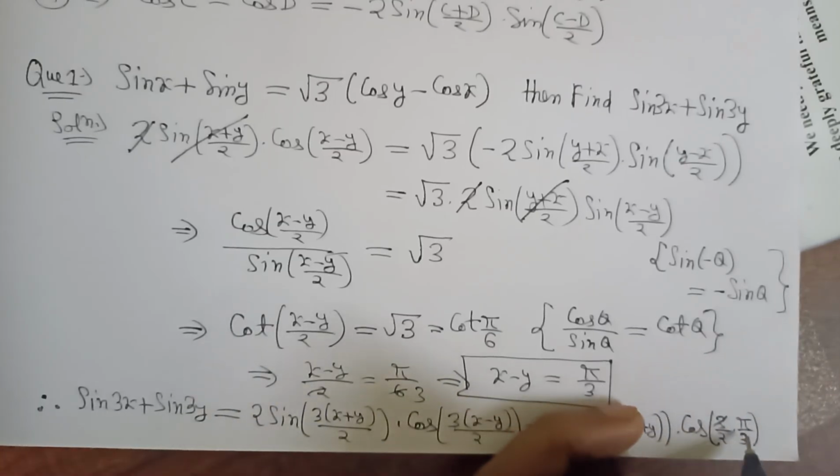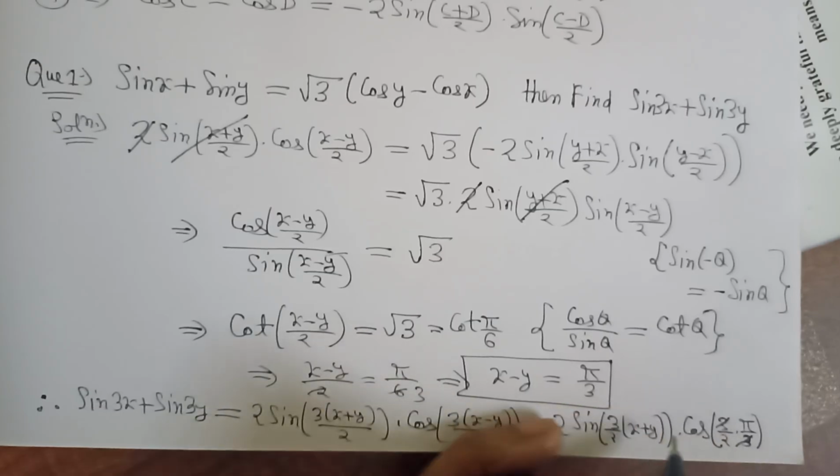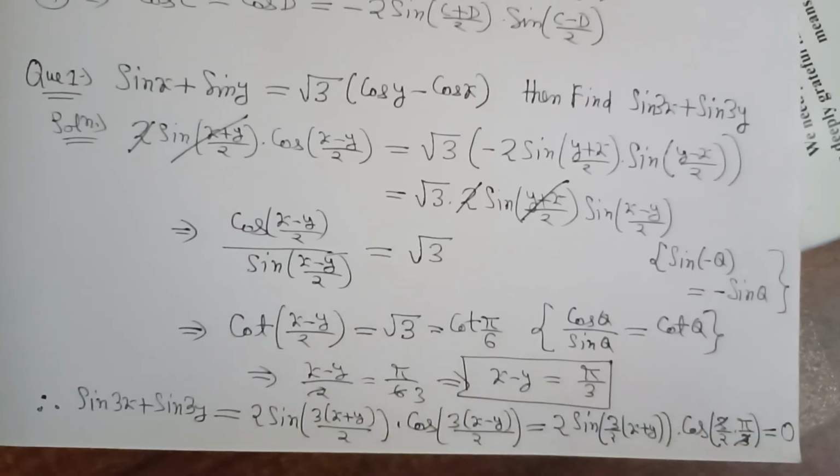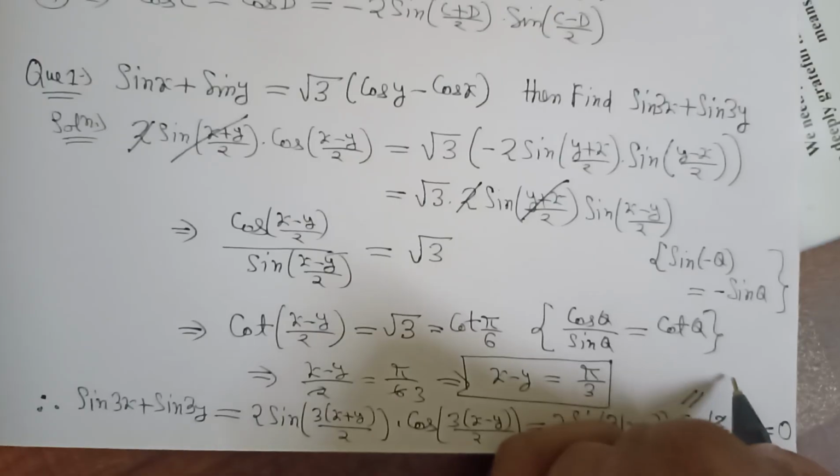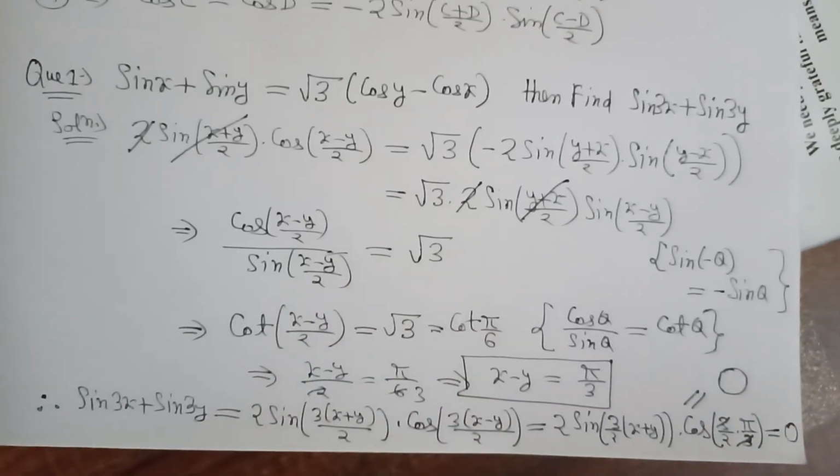So your 3 and 3 is cancelled, and pi by 2, cos pi by 2 value is 0. So overall this is some value and cos pi by 2 is 0, so this whole value becomes 0. So your answer is what? Your answer is 0.